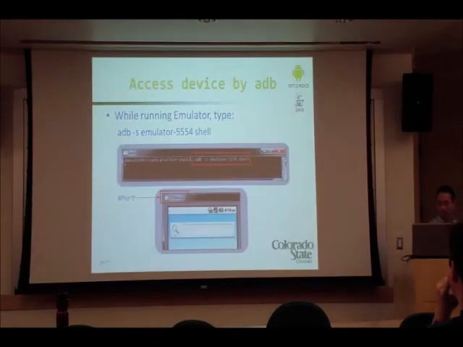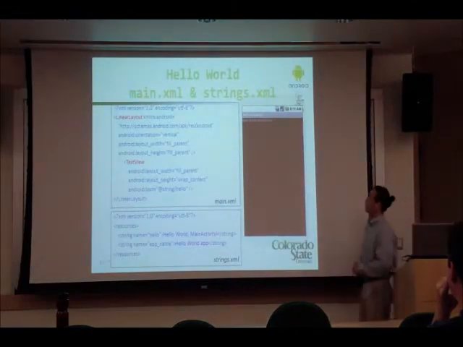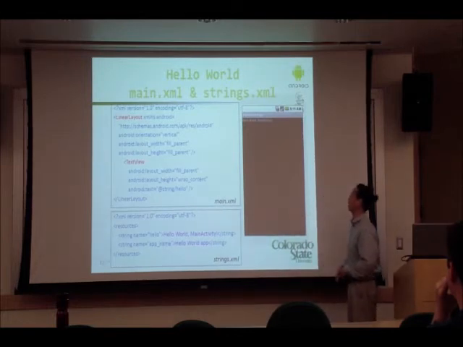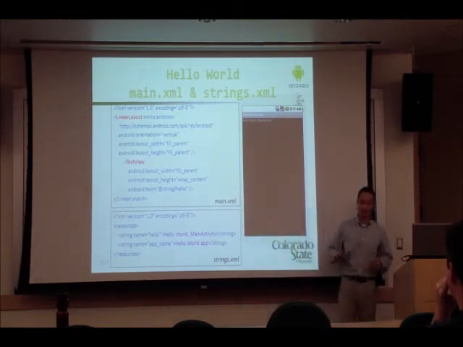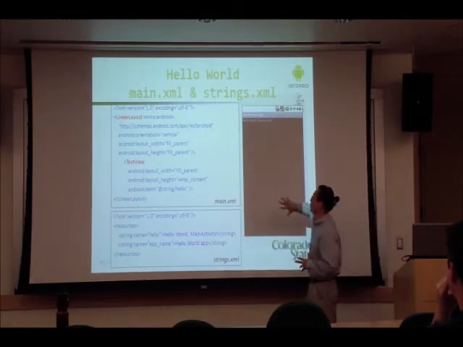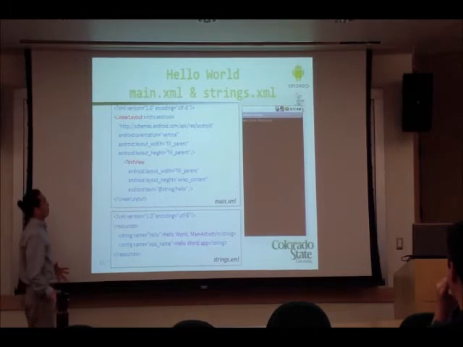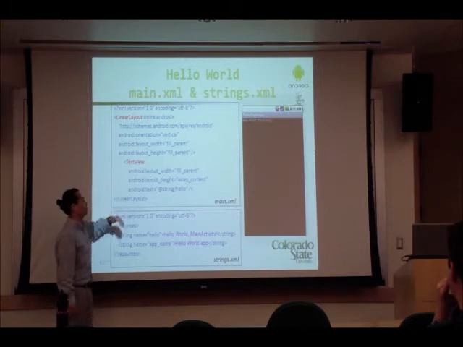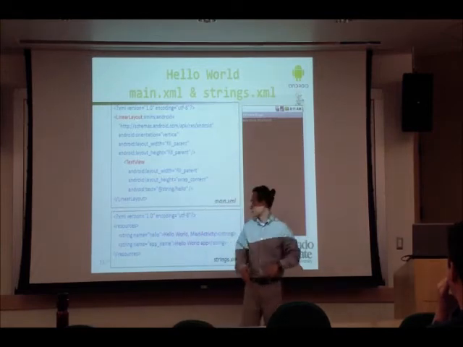So now I'll show you how to work with an Android program. This shows three things: main.xml, strings.xml, and the output for hello world. main.xml has the layout information for this screen user interface. Everything here is generated by Eclipse automatically. By default, we are using linear layout, which displays every widget vertically. Currently, we have only one widget, a text view, which is showing that hello world main activity.